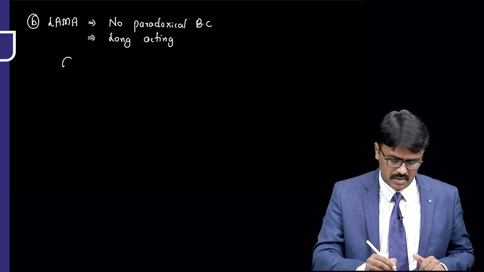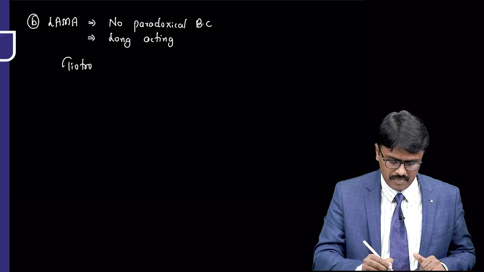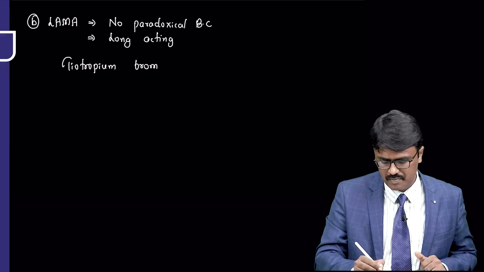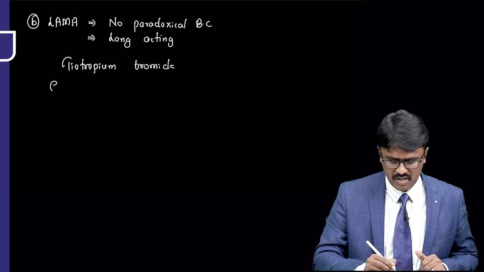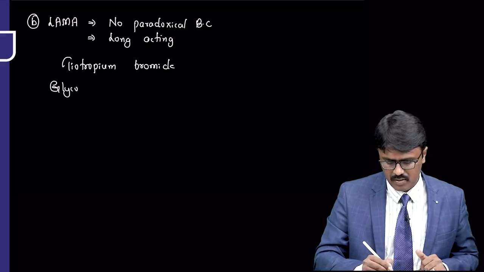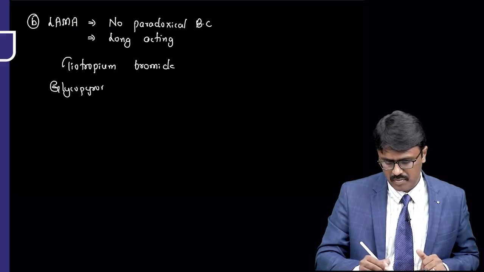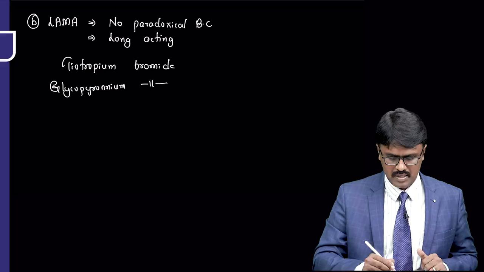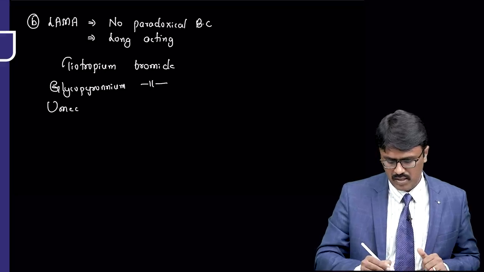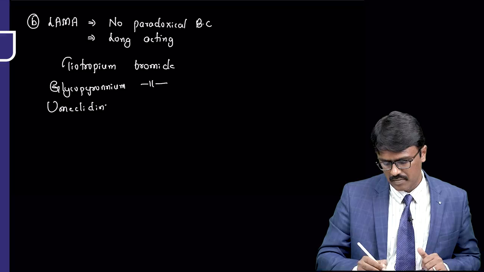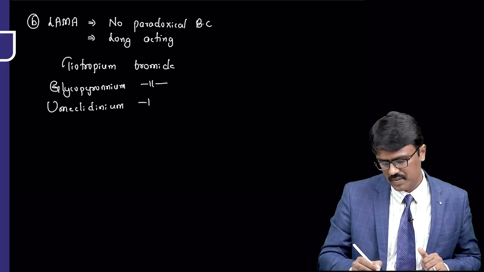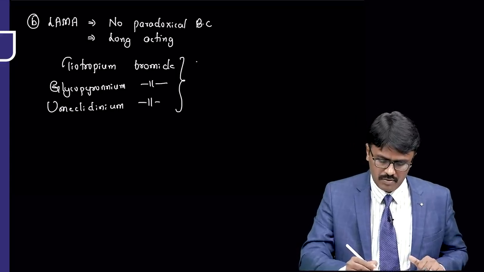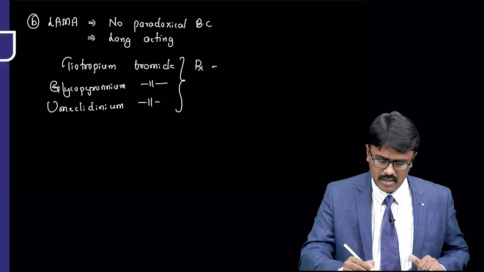Example is tiotropium bromide. Then we have glycopyrronium bromide. Then umeclidinium bromide. So these are the drugs. So major use of these drugs is mainly for, so Rx if I write, it is the use COPD.